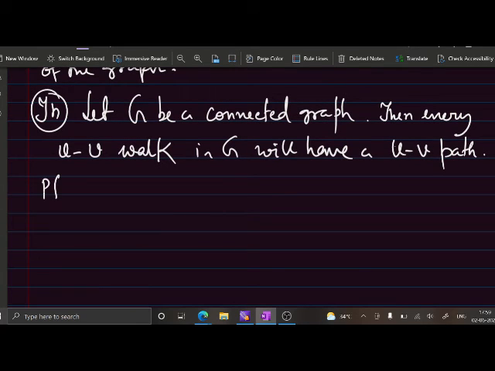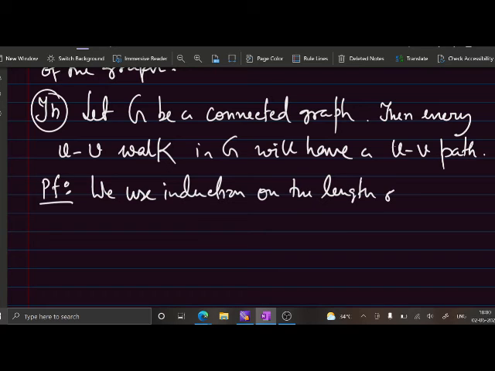So let's prove this theorem, and we will prove this theorem through induction on the length of the walk. Okay, so we use induction on the length of the walk.